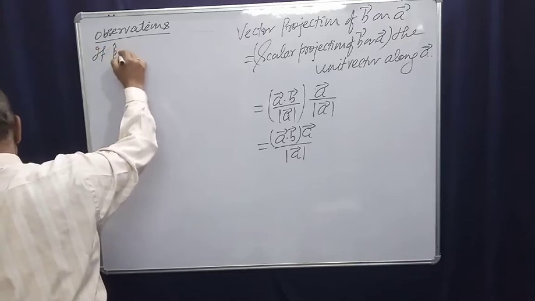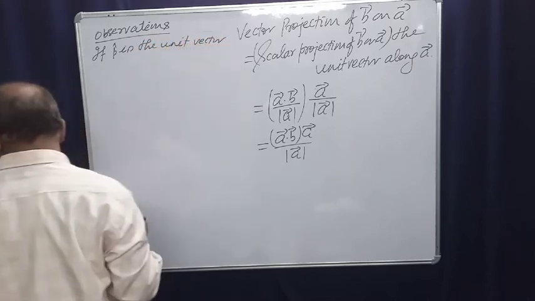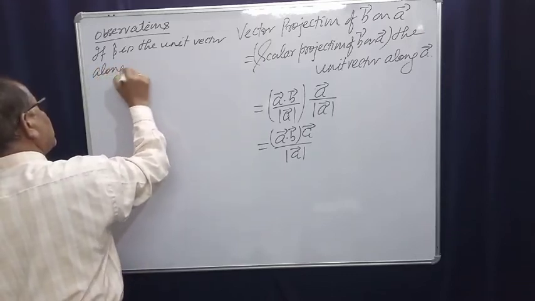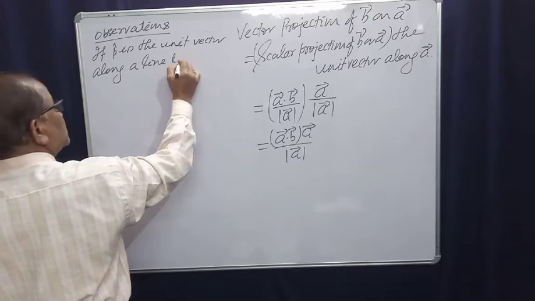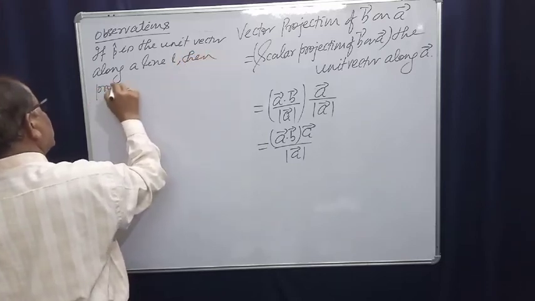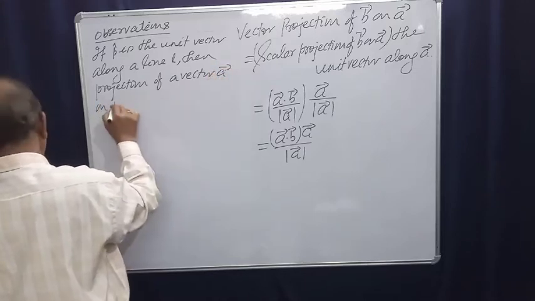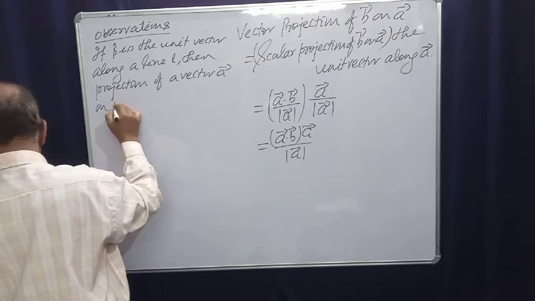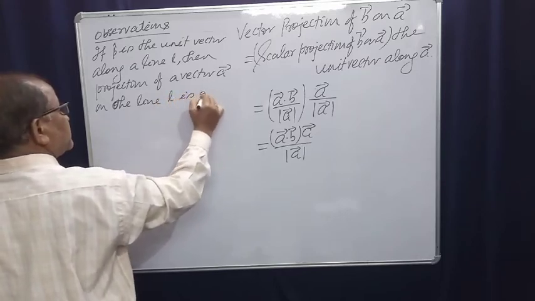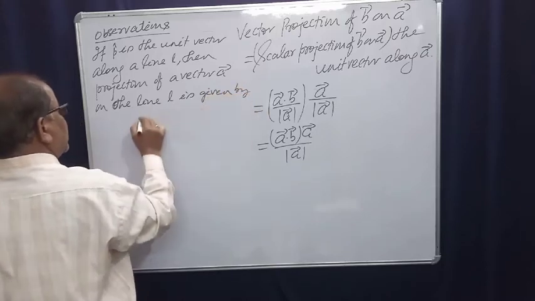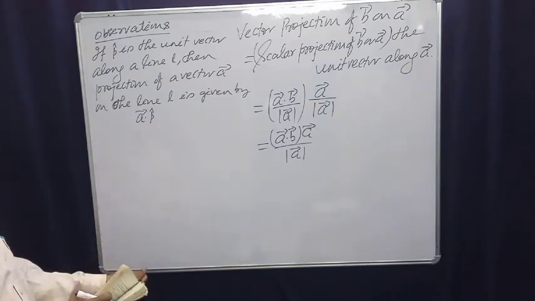If P cap is the unit vector along a line L, then the projection of a vector A on the line L is given by A dot P cap, right? A dot P cap. What is that?